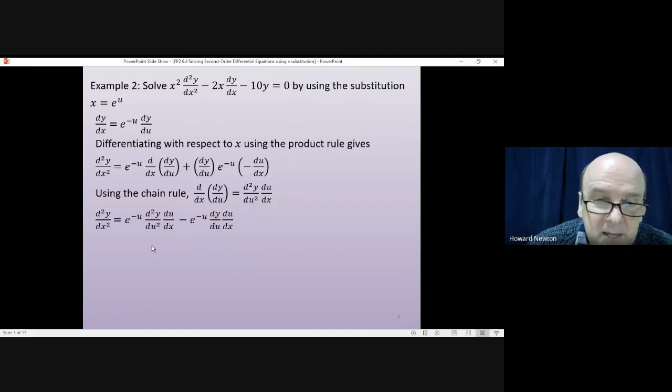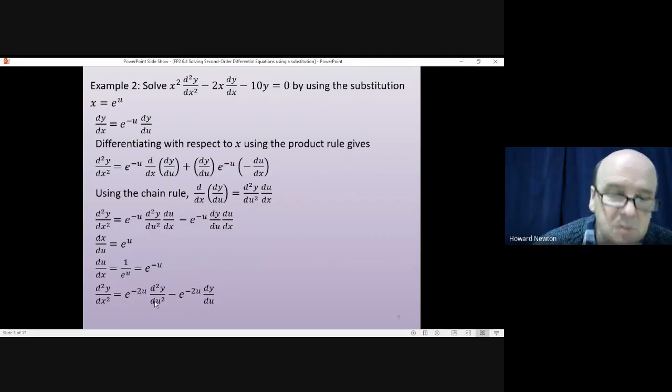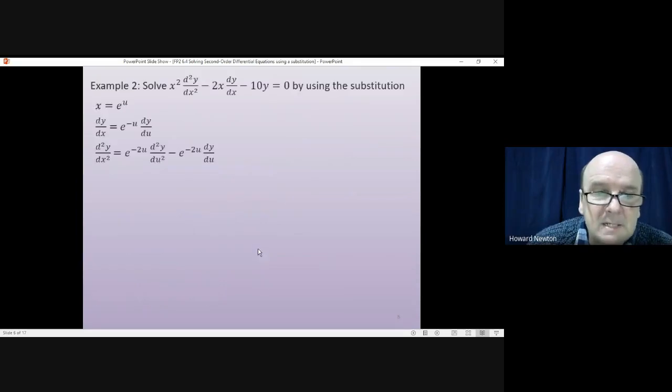du by dx is the next issue. Now dx by du, so if we differentiate x with respect to u, we'll just get e to the u, which means that du by dx is 1 over e to the u, or e to the power of minus u. So substituting in for du by dx here and here, and multiplying the e to the minus u's together, will give us d2y by dx squared is equal to e to the minus 2u times d2y by du squared minus e to the minus 2u times dy by du.